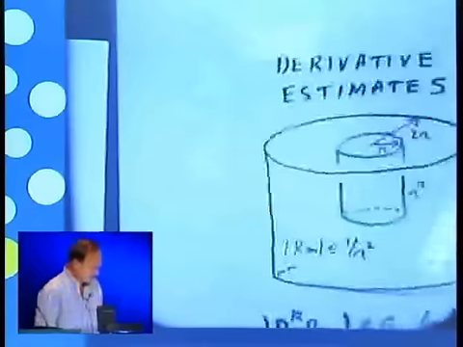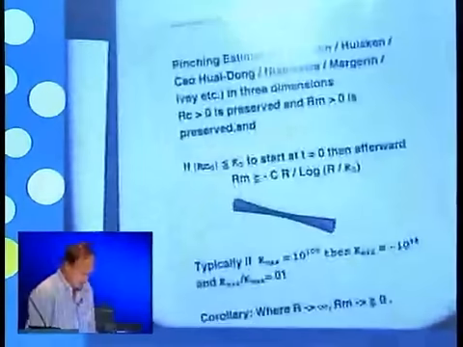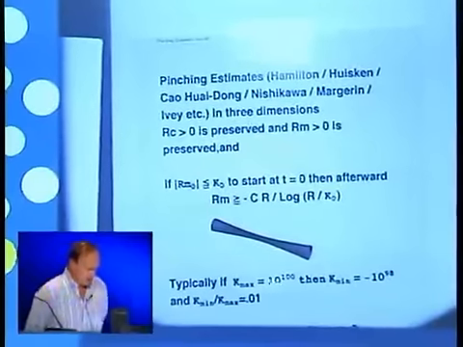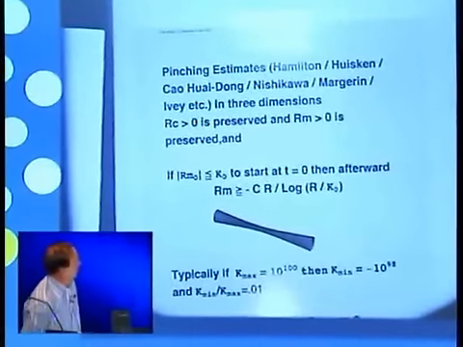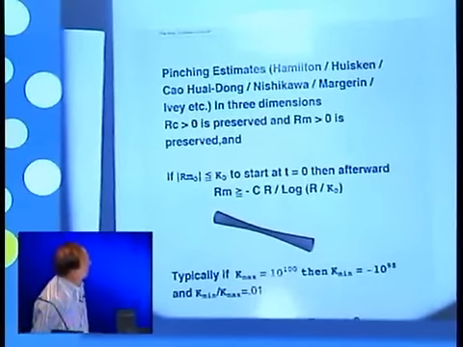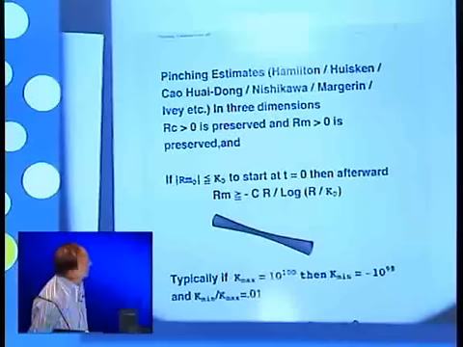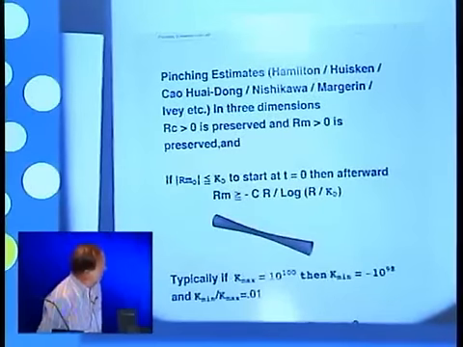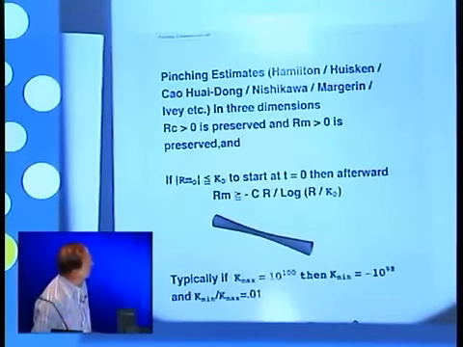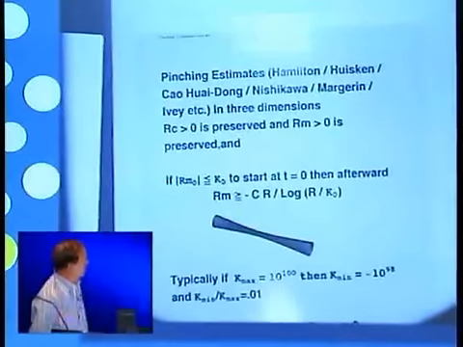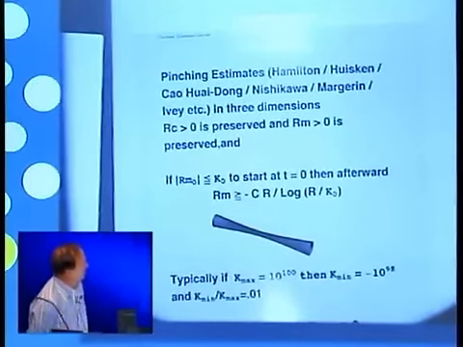Well, the next basic idea is pinching estimates. And we now have lots of pinching estimates in parabolic flows. And I've done some. Huisken, Cao Huaidong did it for the Ricci-Kähler case, Nishikawa, Marjoran, Ivey, and so on. So in 3 dimensions, the first result was that if Ricci's positive, that's preserved, or if Riemann's positive, that's preserved.